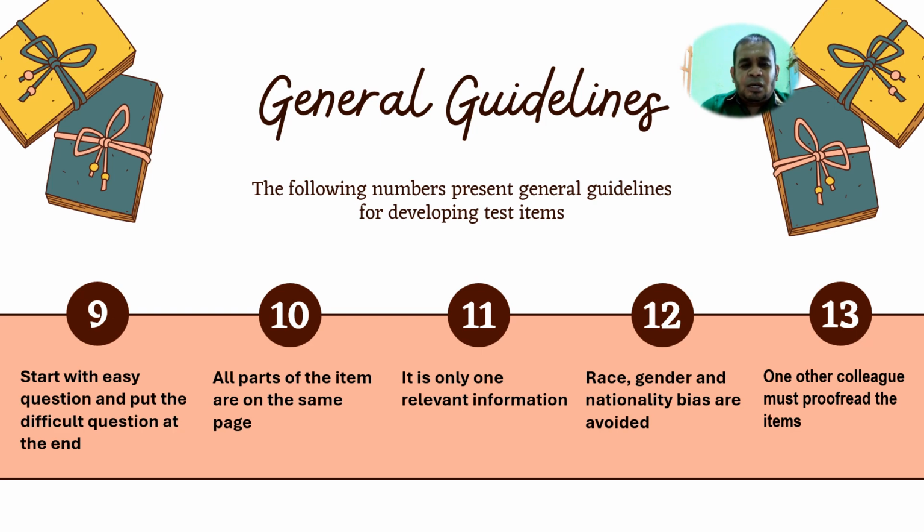12. Race, gender, and nationality bias are avoided. 13. One other colleague must proofread the items. Proofreading is important to check the technical writing that may cause problems during the test.